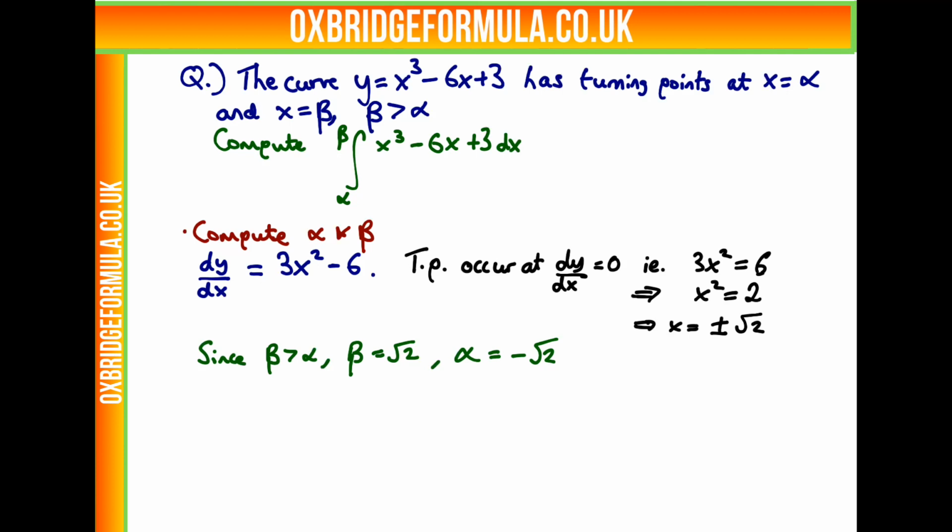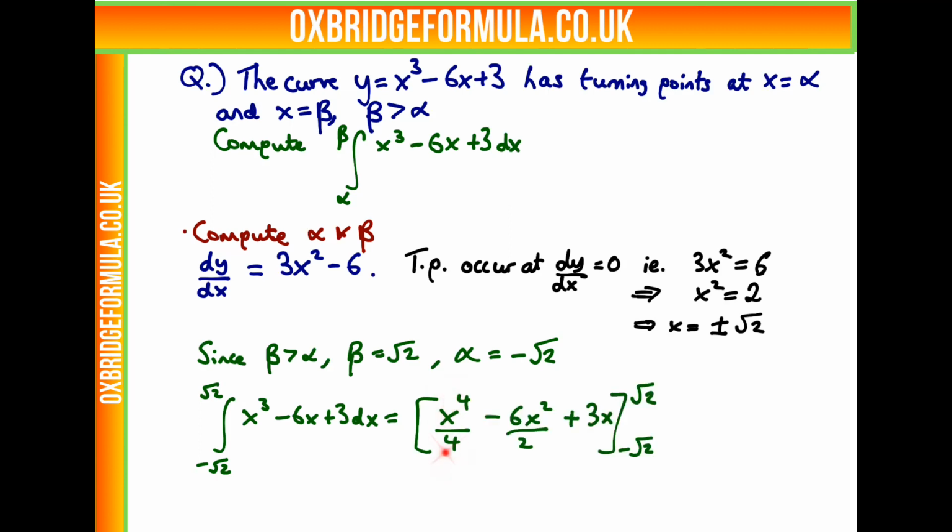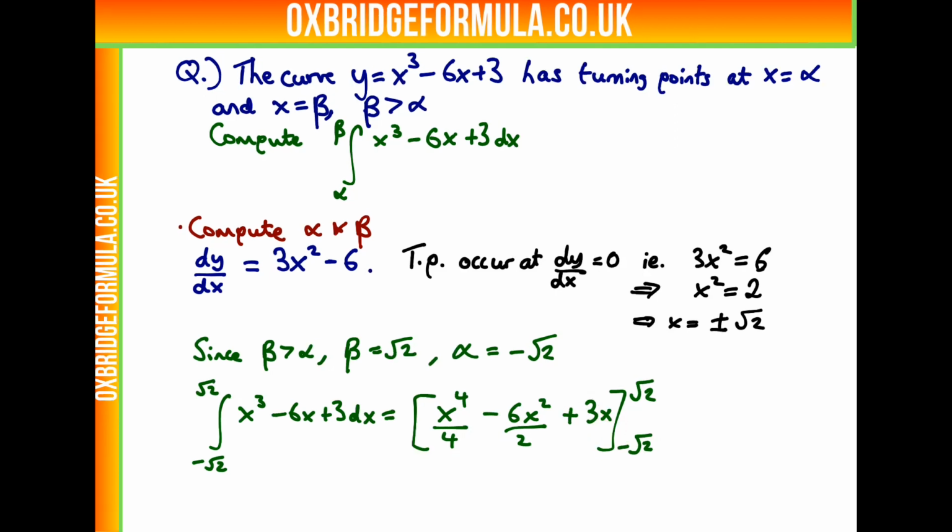Let's now just compute this integral. So now to compute the integral of this between minus root 2 to root 2. This is now just a polynomial, and this is fairly straightforward to integrate. We just move the powers up by 1 and divide by the new power, which gives us x to the 4 over 4 minus 6x squared over 2 plus 3x from root 2 to minus root 2.